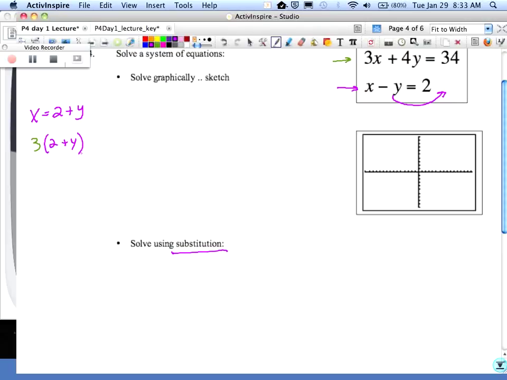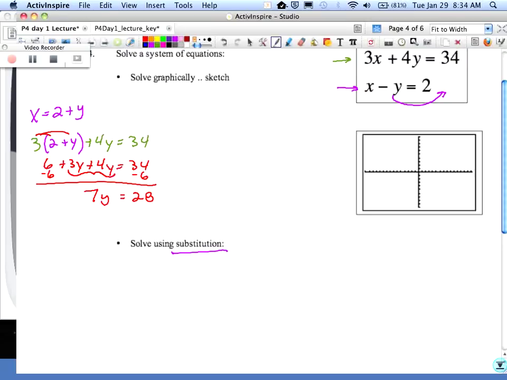That's why they call it the substitution method. You substitute out one of the variables for something that you've written in the other equation. So our first step as we solve this is to distribute the 3. So I get 6 plus 3y plus 4y is equal to 34. I subtract 6 on both sides. So I have 28 here. I'm going to combine these like terms into 7y. Divide by 7. Y is 4.